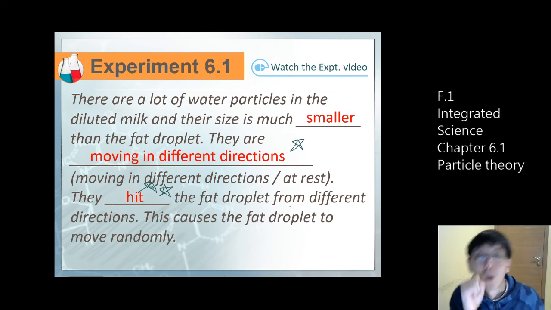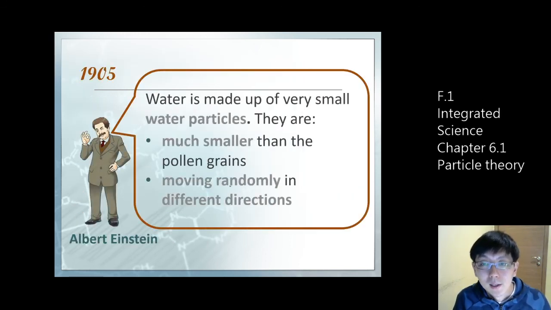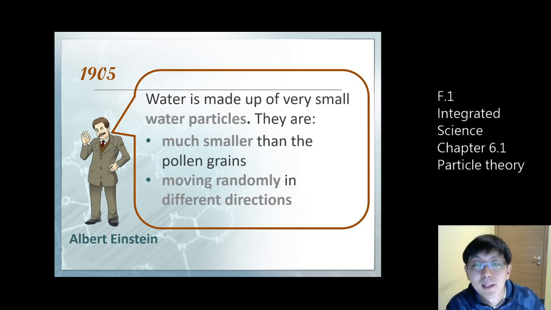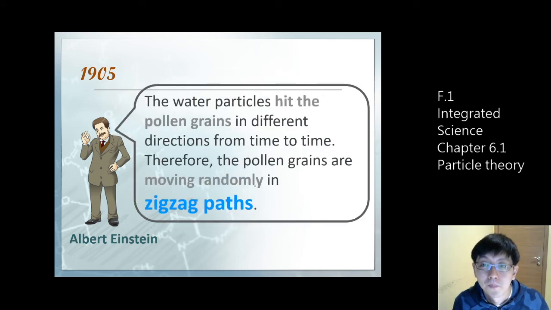佢會不停咁周圍咁嘅特別咁喐。Okay, so back to the Albert Einstein's explanation， 愛因斯坦就講呢啲嘢，就係 water particles they are much smaller than the pollen grains. They move randomly in different direction. So hit the pollen grain in different direction from time to time， 令到佢有鋸齒形嘅喐動 zigzag path。呢個喐動稱之為 Brownian motion， 好冇 ？Okay, so this is the last part of some simple experiment or phenomenon that can be explained by particle theory.